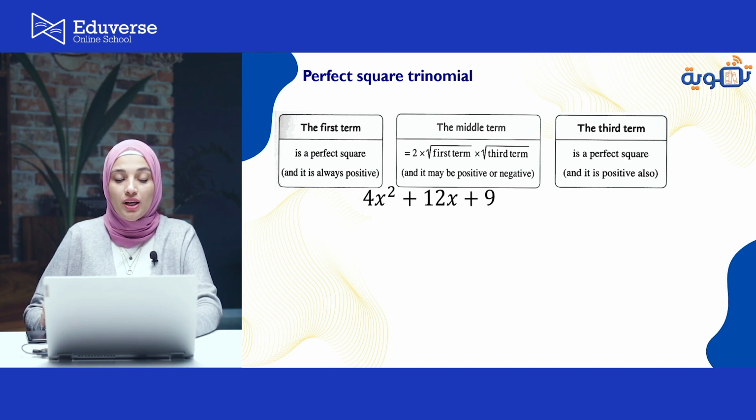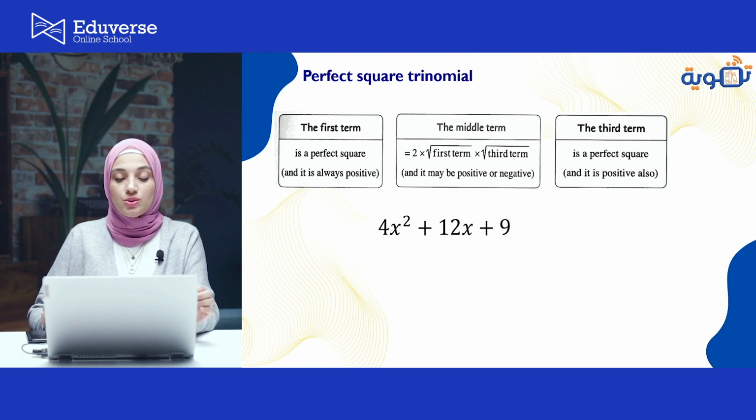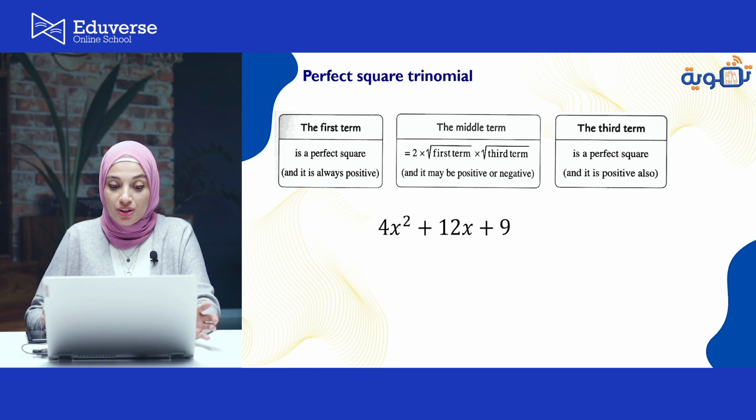For example, we have here 4x to the power 2 plus 12x plus 9. Let's check if it's a perfect square or not. First of all, you have to make sure it's already arranged, like to start with the greatest power, then the power smaller than it, then the power smaller than it. For example, here I have 4x to the power 2, then 12x, power 1, 9, no power for the x here. So yes, it's already arranged.